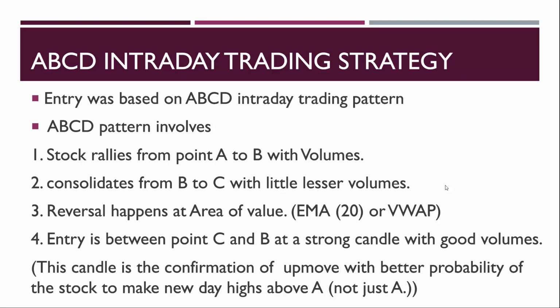What normally the ABCD pattern involves is the stock rallies from point A to B with good volumes. Then it consolidates from B to C with lesser volumes. It is a consolidated swing. So reversal happens at an area of value, either closer to EMA 20 or VWAP. So entries between point B and C at a strong candle with good volumes.